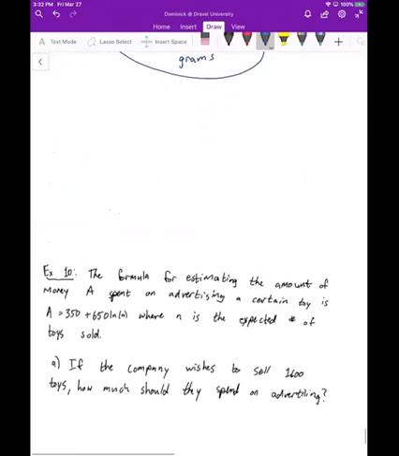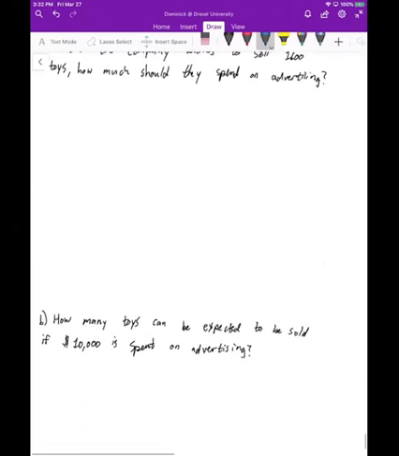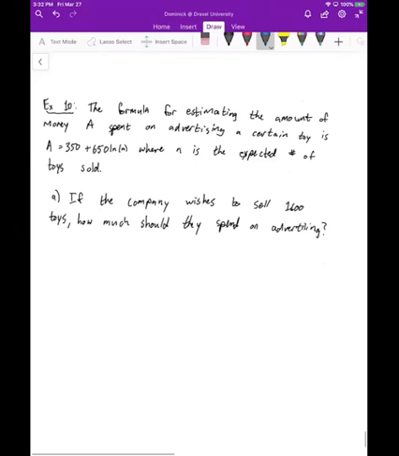Okay, so I think this is the last example. Yep, this is the last example, and then we'll wrap this video up. In this particular problem, we're given that the formula for estimating the amount of money, represented by capital A, spent on advertising a certain toy is A equals 350 plus 650 ln of n, where n is the expected number of toys sold. Now we're told that if the company wishes to sell 100 toys, how much should they spend on advertising?